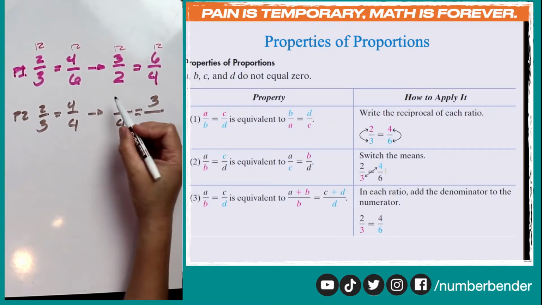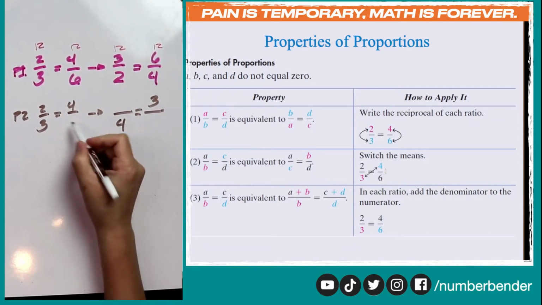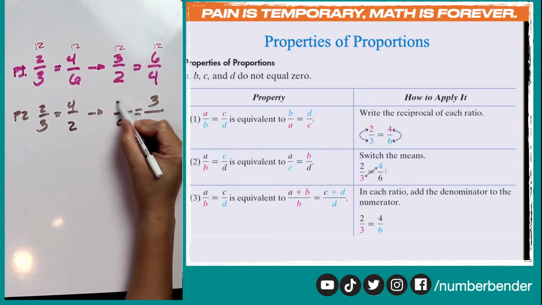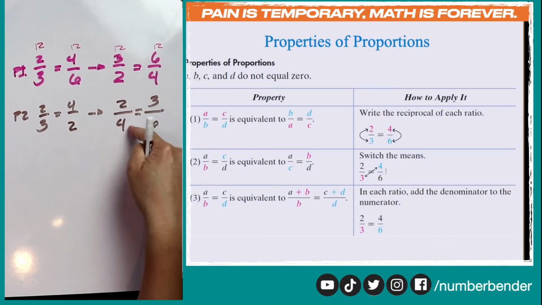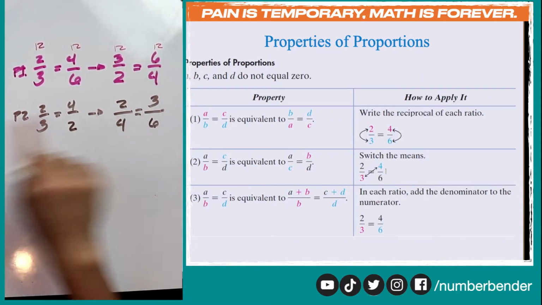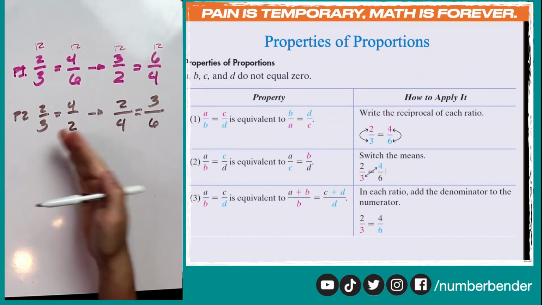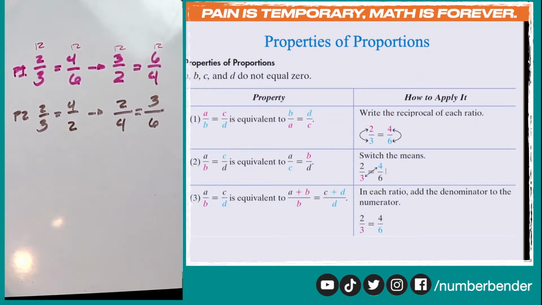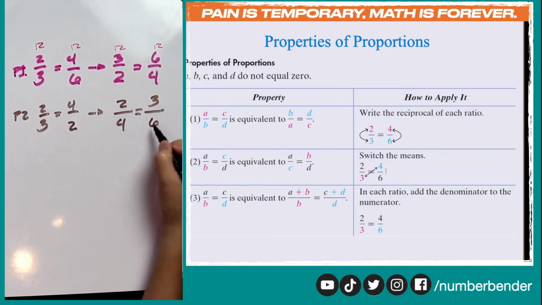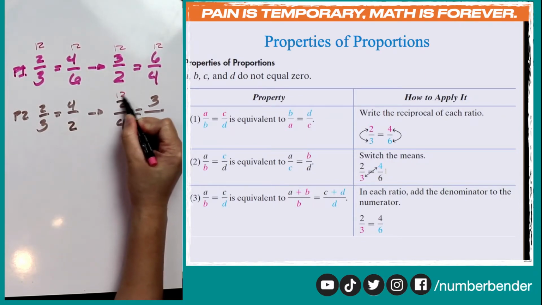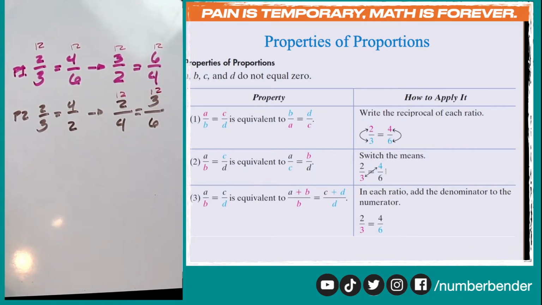So this will become 2. I'm sorry, this is not 4, this is 6. So this is still going to be 2, and this is going to be 6. So what happened here is we switched our means, and we retained our extremes, and still able to produce the same fraction. So again, we know that this is 12 and this is 12, and if we multiply 6 and 2, it's still 12, and 4 and 3, it will still be 12, so they are still the same.